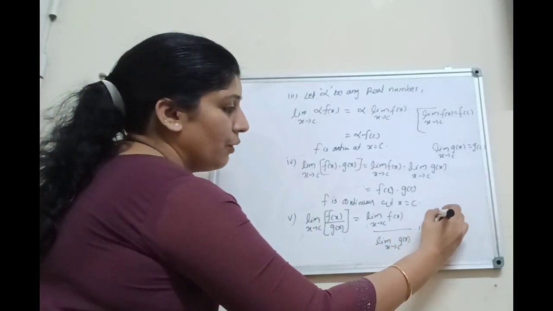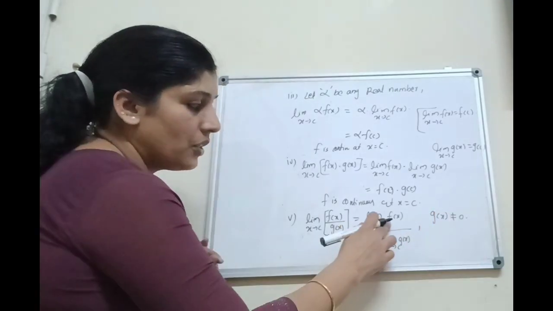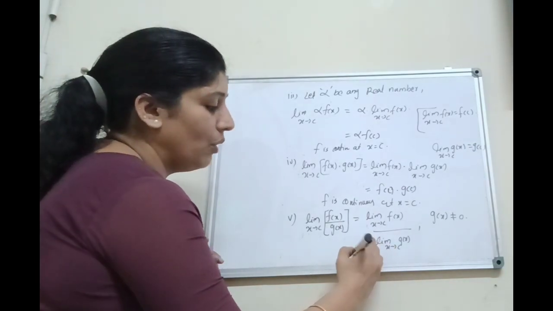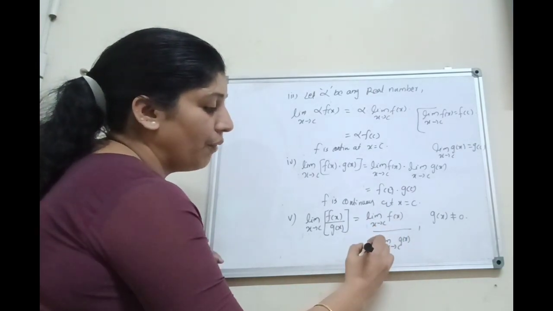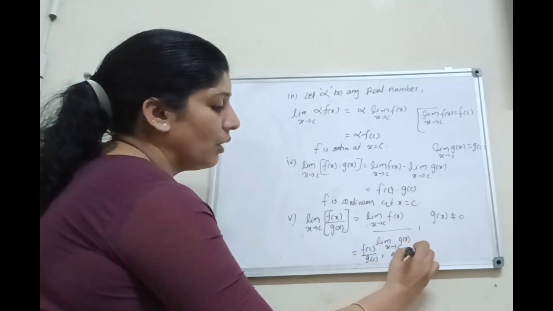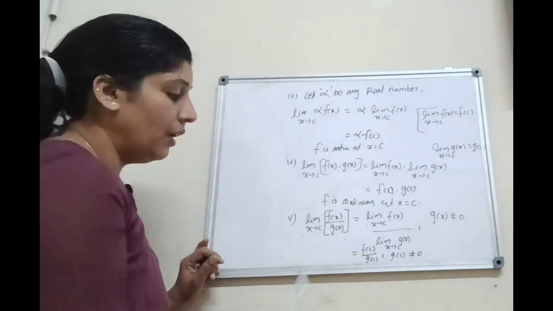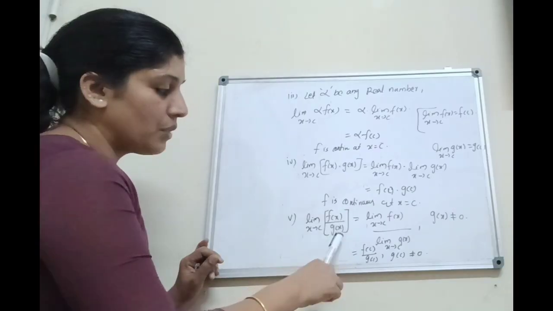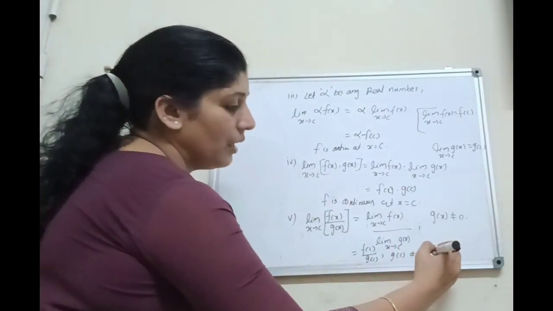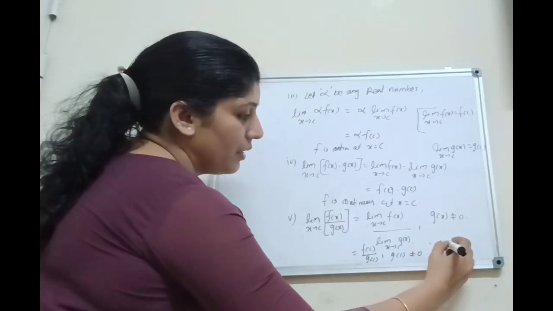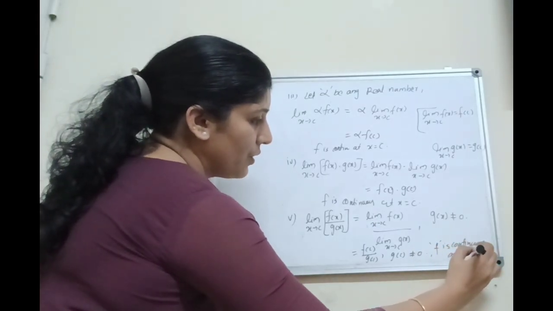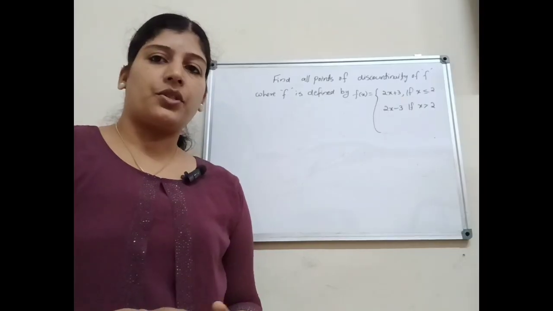Here g of x not equal to 0. Limit x tends to c f of x divided by limit x tends to c g of x, that is equal to what? Limit x tends to c f of x, that is f of c divided by g of c. Here g of c not equal to 0. Therefore, limit x tends to c f of x by g of x equal to f of c by g of c. That means the function is continuous. f is continuous at x equal to c. Next question.